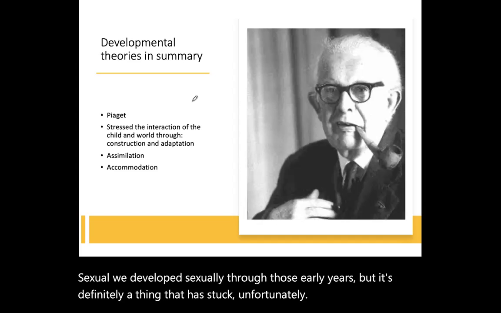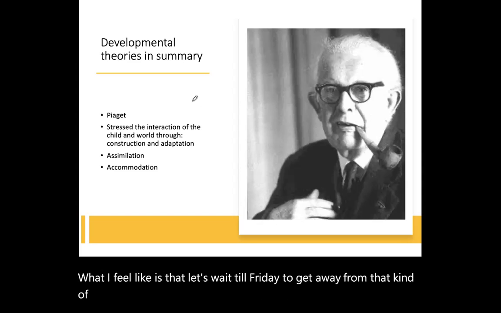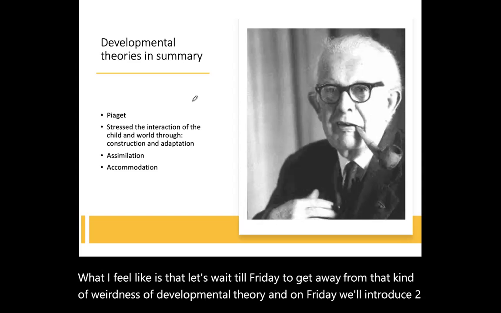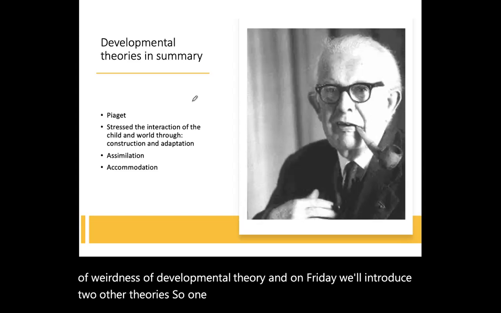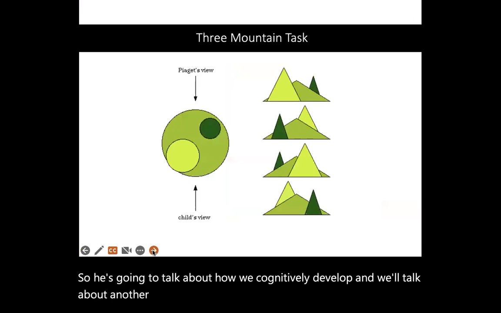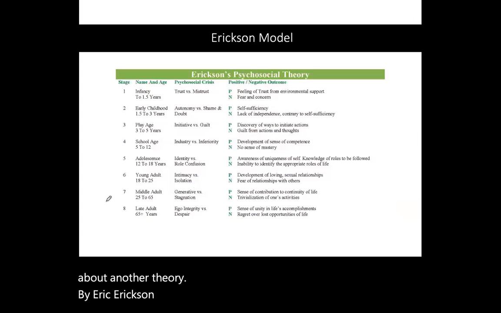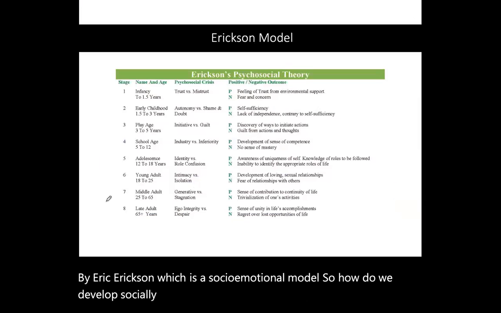What I feel like is that let's wait till Friday to get away from that kind of weirdness of developmental theory. And on Friday, we'll introduce two other theories. One by Jean Piaget, which is a cognitive model, so he's going to talk about how we cognitively develop. And we'll talk about another theory by Erik Erikson, which is a socio-emotional model. So how do we develop socially and emotionally over time?